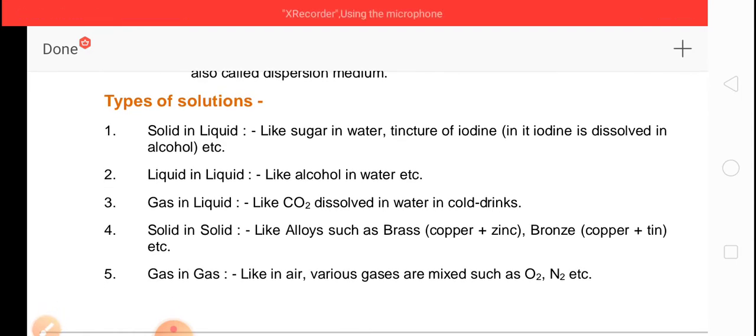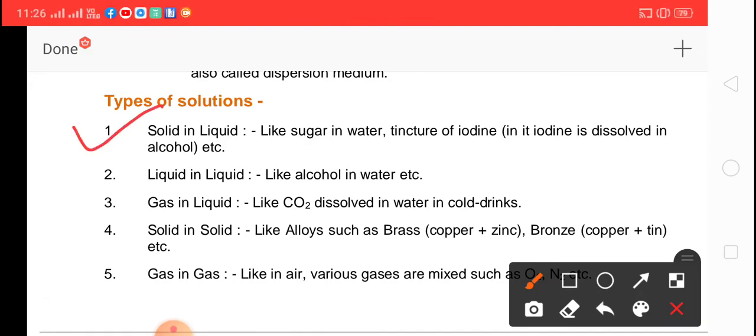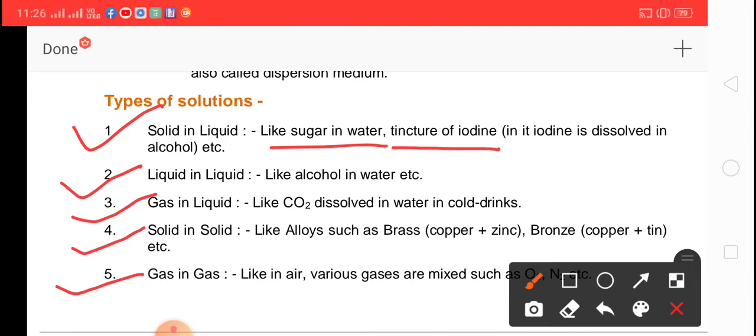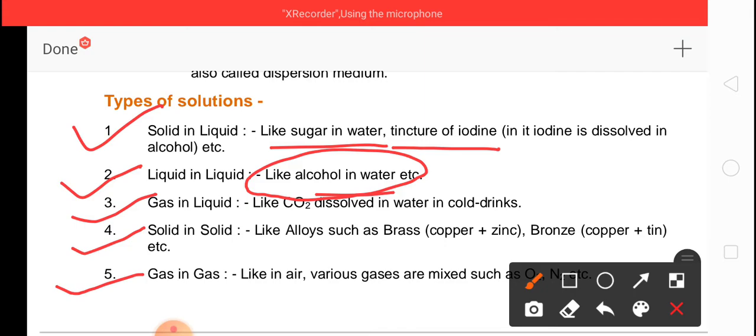Now, types of solution. First is solid in liquid, liquid in liquid, gas in liquid, solid in solid, and gas in gas. Solid in liquid is like sugar in water, tincture of iodine, or salt in water. Sugar is found in crystal form, it is solid, and we add it to water, which is liquid. Liquid in liquid is like alcohol in water. When we add alcohol to water, it forms a solution.